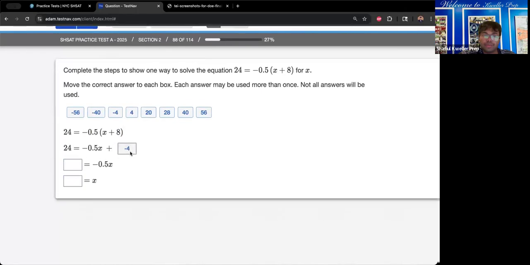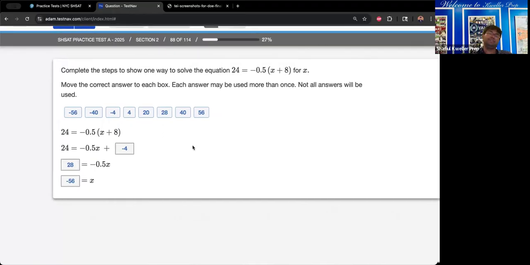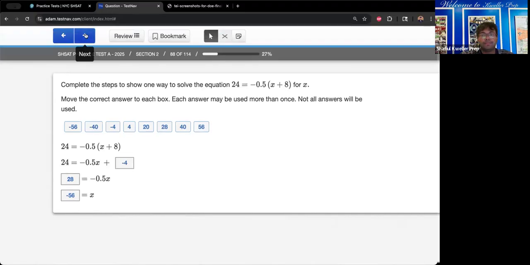And then what do I do here? Here we add 4 on both sides because they're both constants. So 24 plus 4 is 28. And then 28 equals negative 0.5x. Divide negative 0.5 on both sides. You'll get that negative 56 is equal to x. And that should be your answer. Is anyone confused about any of the steps that I did here? Okay, let's go to the next one.